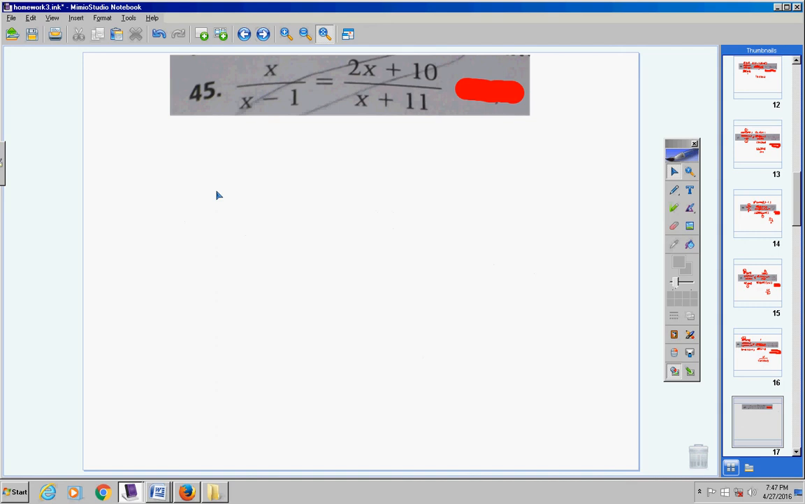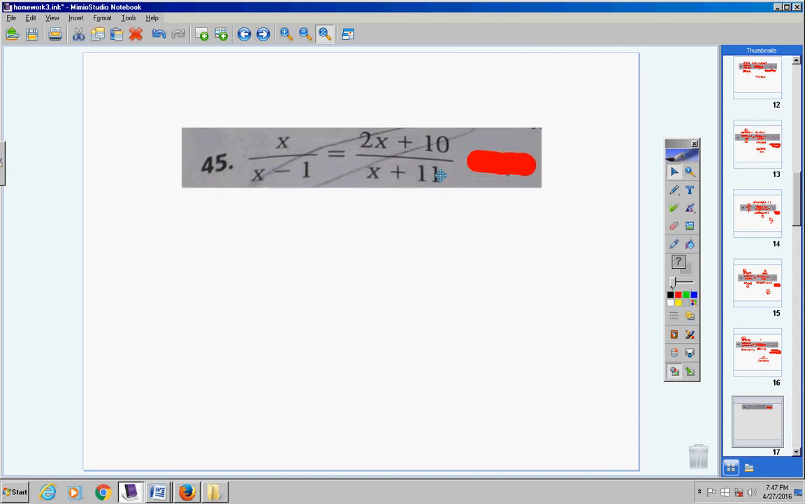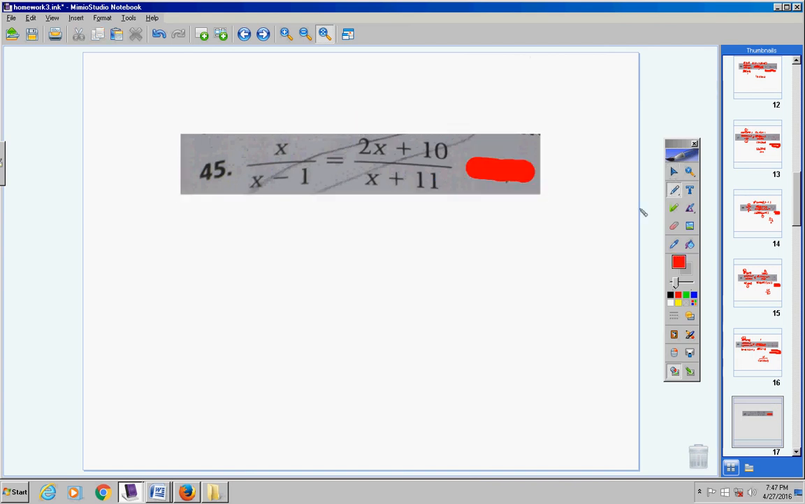Alright, moving on to 45 through 53, we're going to solve these equations, okay? Solve the equations. Well, I've taught you how to do these. Step 1, you want to factor the numerators and denominators as much as possible, okay? Now, once you've done that, you then want to find a common denominator.